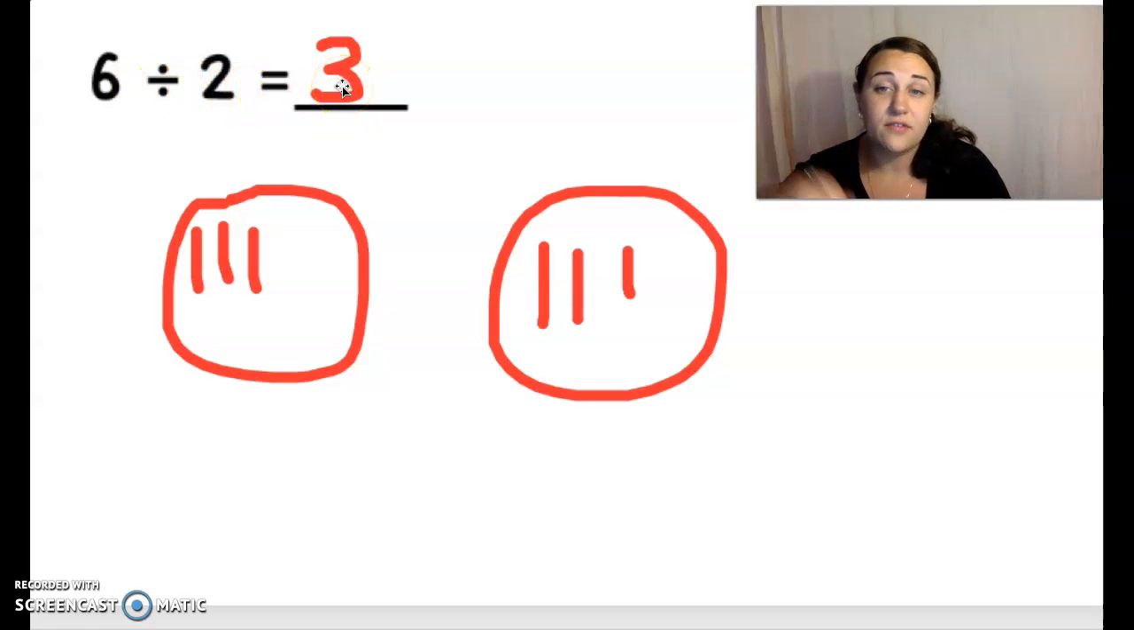And again, for my friends who have their multiplication facts, you can see 3 times 2 equals 6. It's the opposite, right? We go the other way. Or even if you could remember, you say, 6 divided by 2, 2 times what number equals 6? Oh, I remember. 2 times 3 equals 6. Okay?